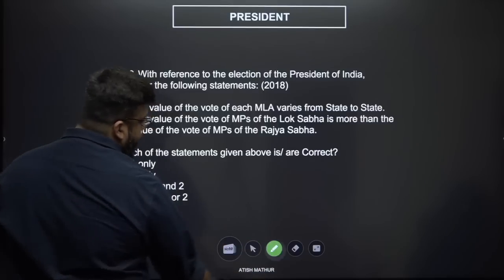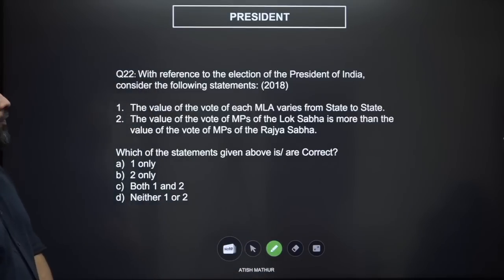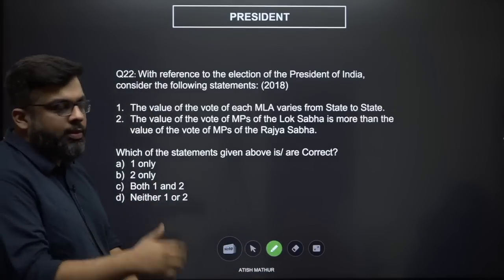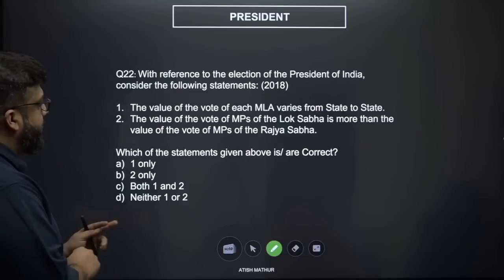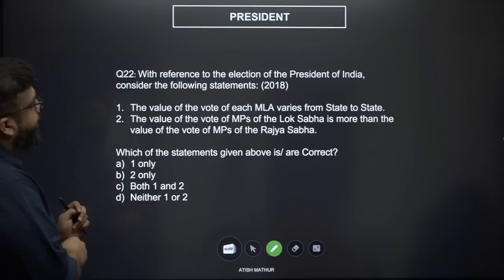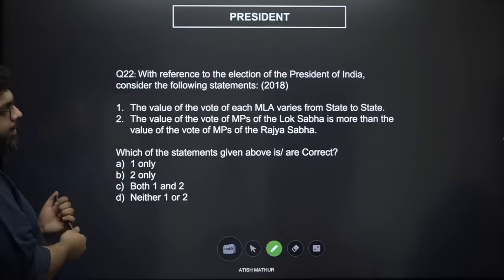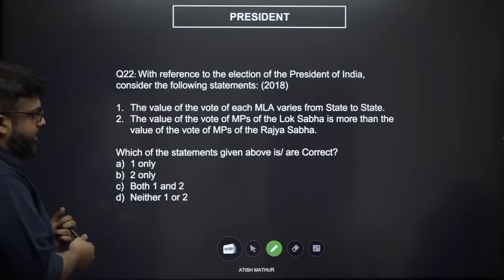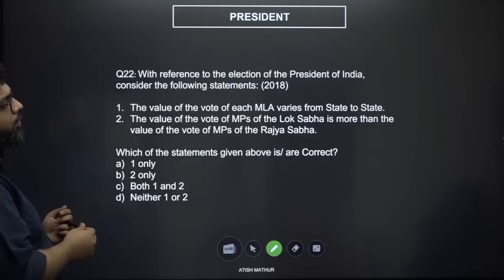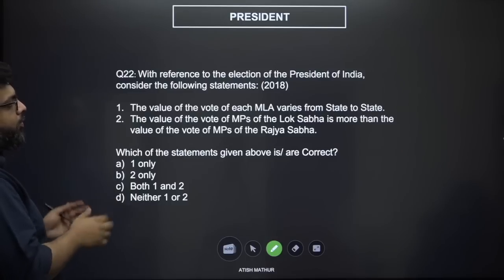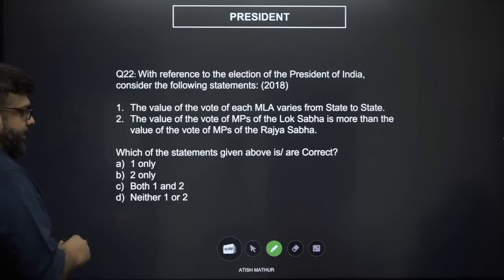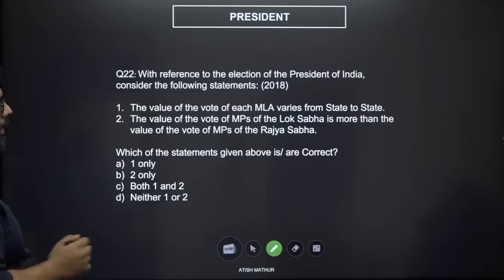Now, with reference to the President of India, consider the following statements. We've done this through the presidential election also in our Magna Carta lectures, lectures 6.1 and 6.2. The value of each MLA's vote varies from state to state. The value of the vote of MPs of the Lok Sabha is more than the value of the votes of MPs of the Rajya Sabha. Which of the following statements are correct?